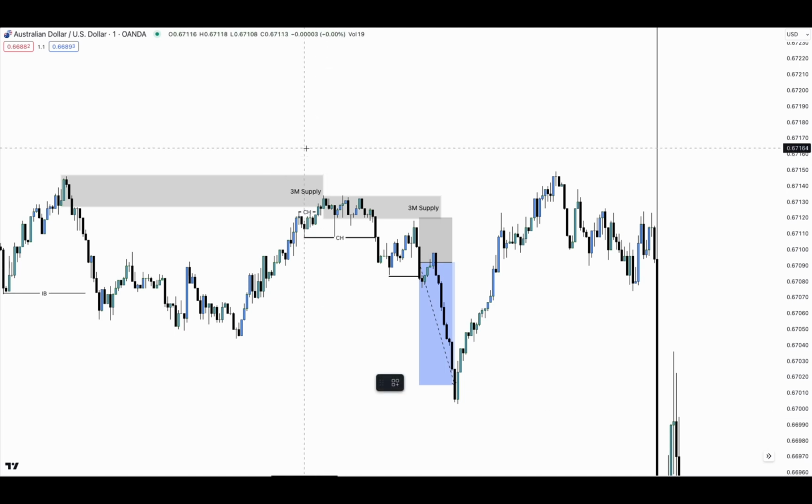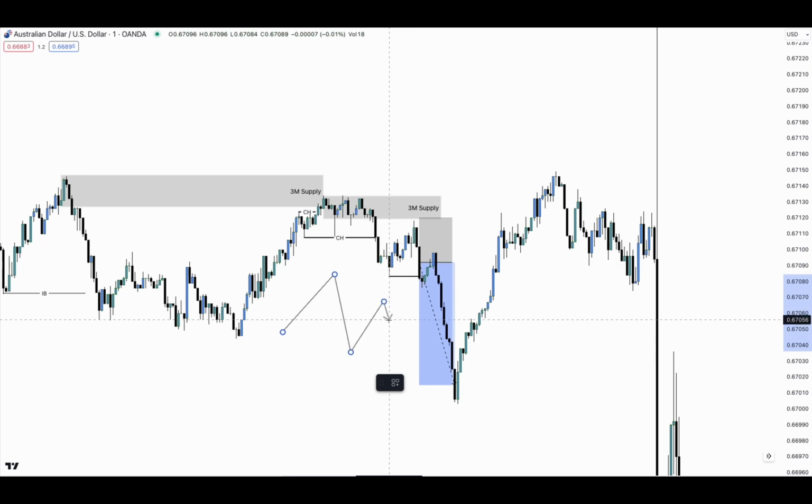Now, what do I wait for? We have a change of character. After that change of character, what do we have? A retracement back into structure, right? From here to here is a retracement. So anywhere between here, so between here and here, I'm looking for sells, right?